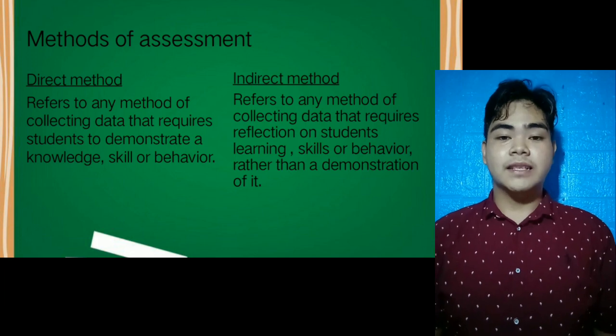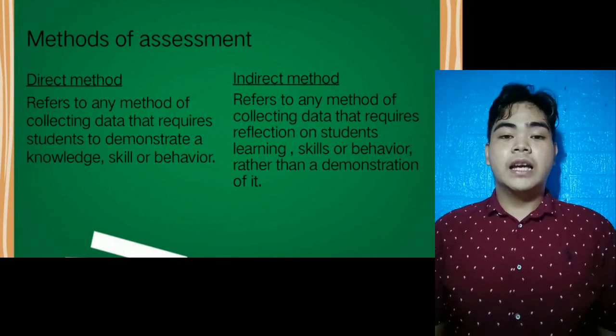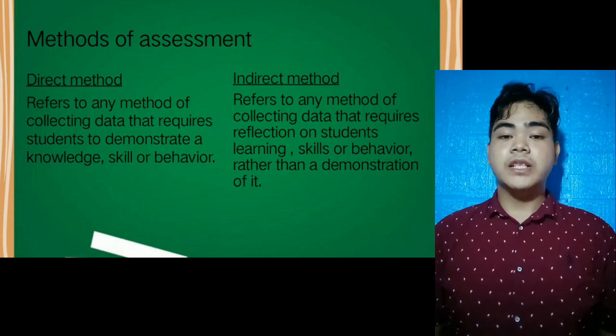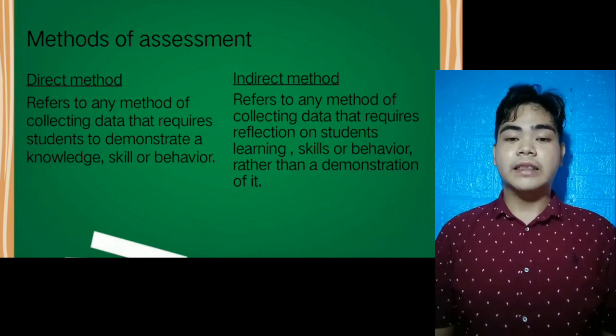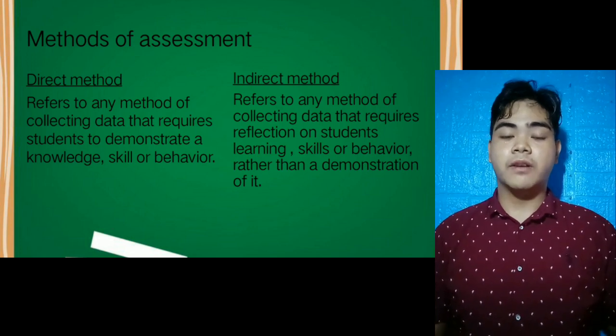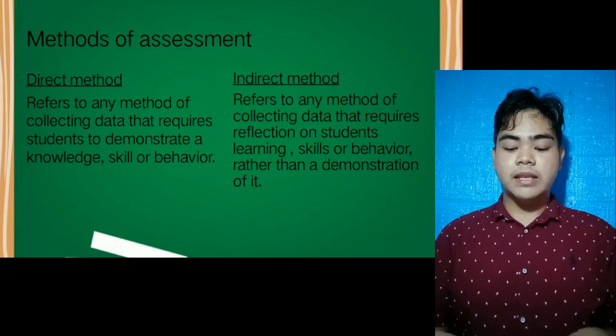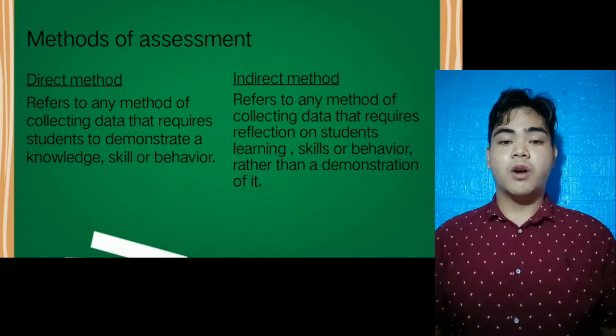Rubrics facilitate peer review by setting evaluation standards. For the methods of assessment, we have here direct methods and indirect methods. The direct method refers to any method of collecting data that requires students to demonstrate knowledge, skills, or behavior. Examples of that are examination, written assignments, oral presentations, and performances.